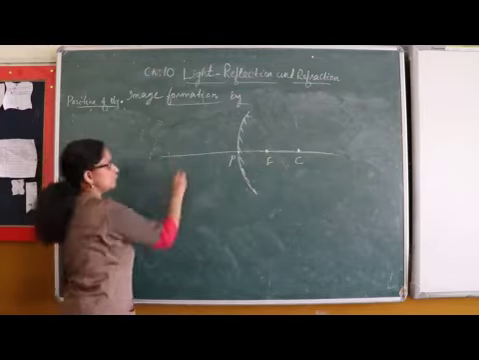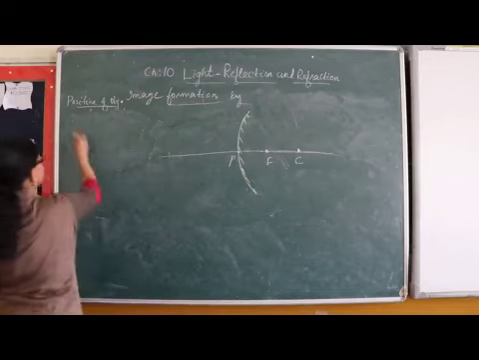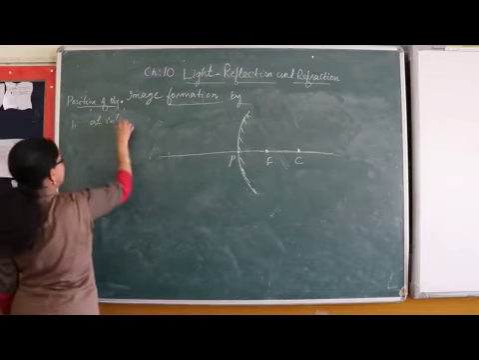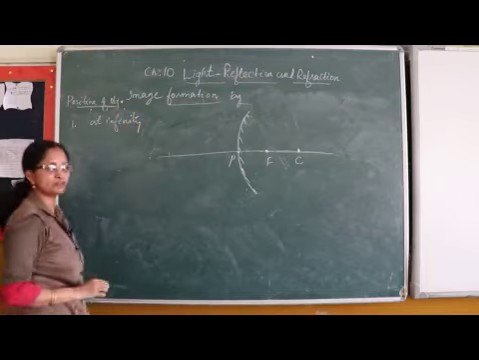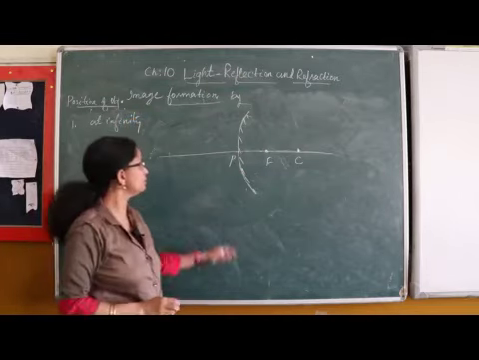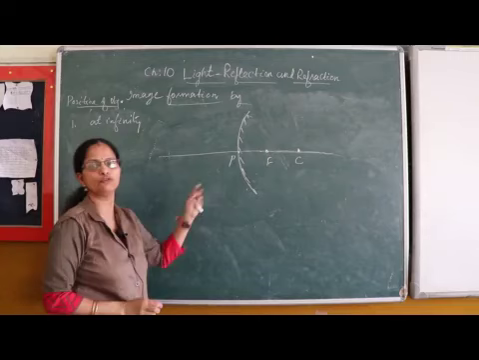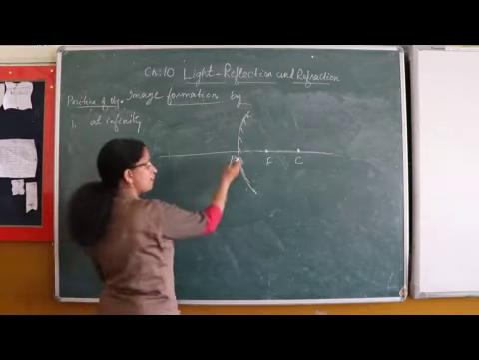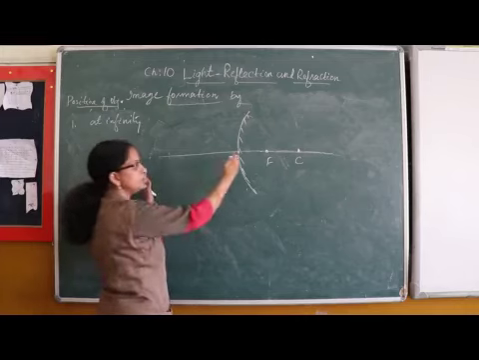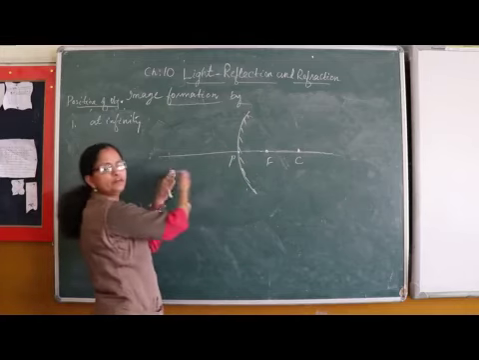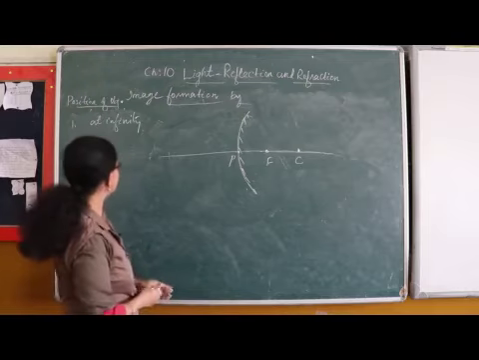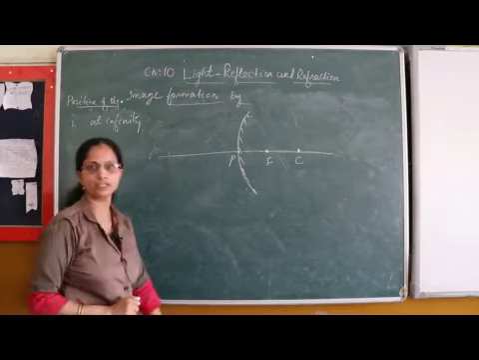In the case of a convex mirror, the first situation is when the object is at infinity. So there are two situations. The first is when the object is at infinity. The second case is when the object is between P and infinity, between the mirror and infinity, anywhere in between, and it forms a similar type of image. So in the first case, the object is at infinity.